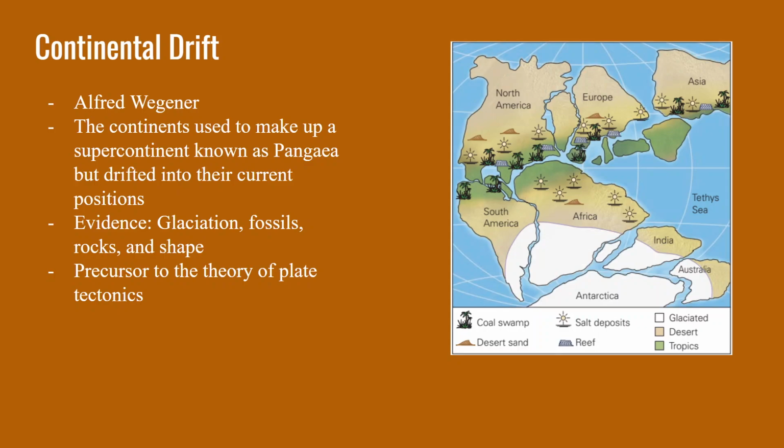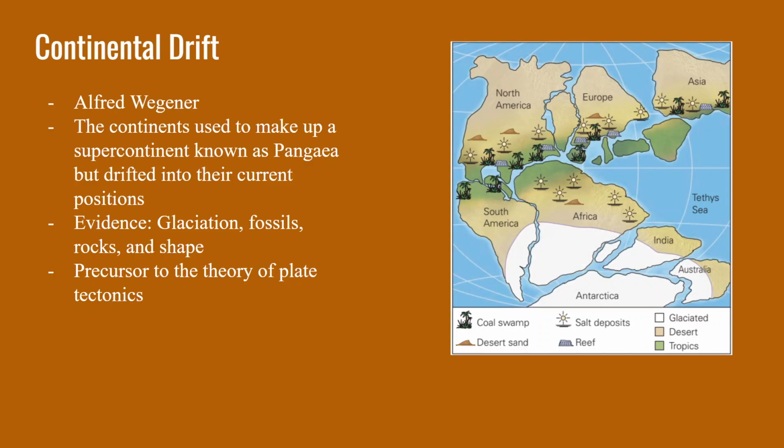Rather than a geoscientist. And his idea was basically that all of the continents on Earth, or at least most of them, used to make up a supercontinent, one large continent called Pangaea. But at some point in the geologic past, this continent broke up into the current continents and sort of drifted to their current positions, hence the name continental drift. And he had a few reasons for believing this.